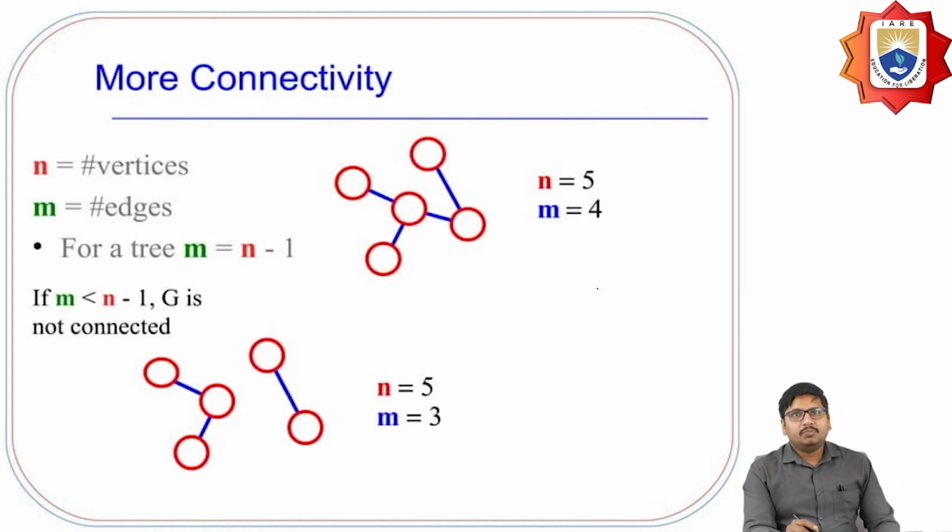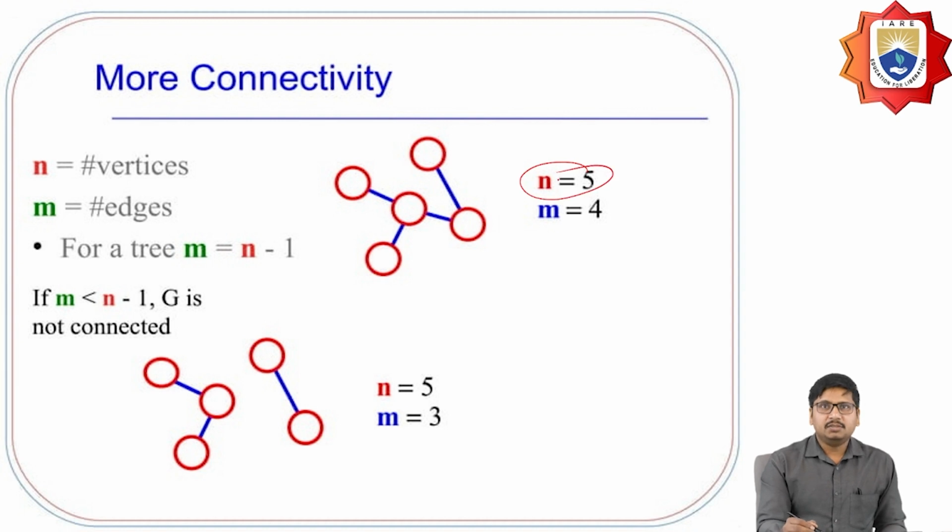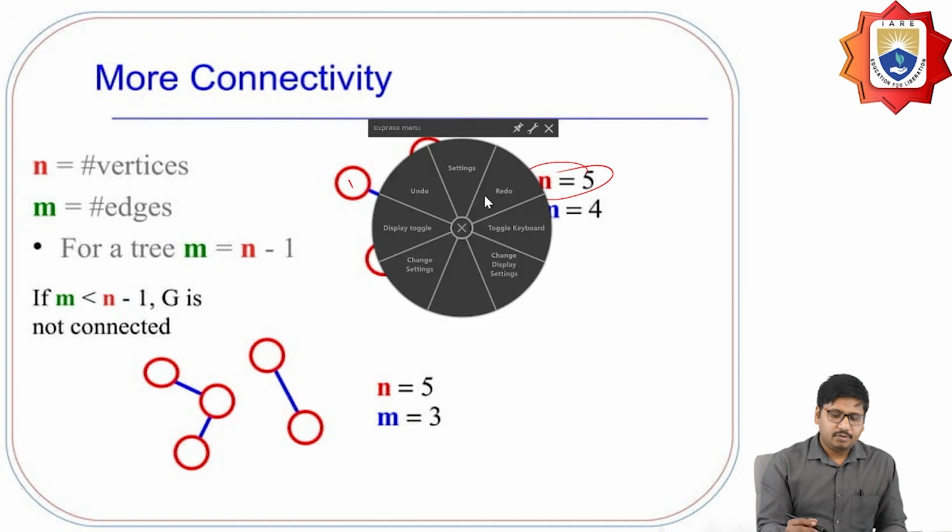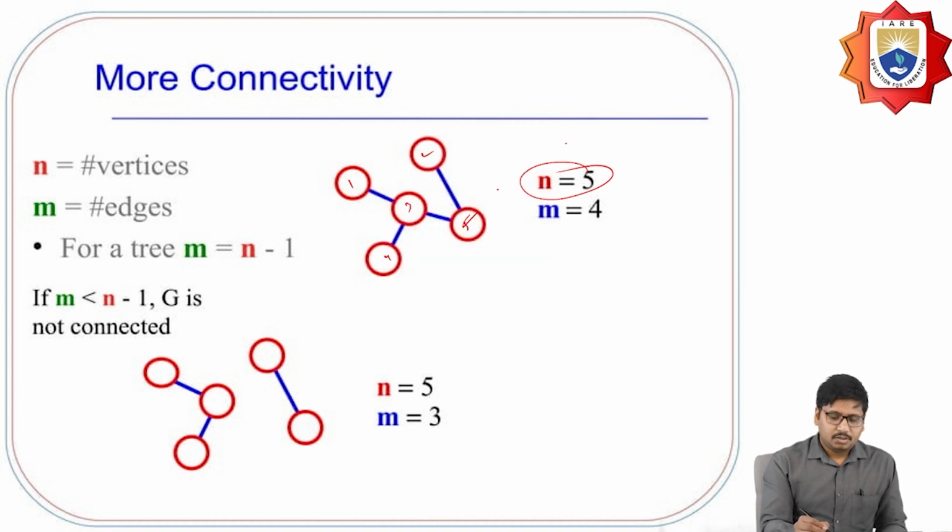So let's see an example. Suppose we have n vertices, that is 5: 1, 2, 3, 4, and 5. So the total number of edges will be n minus 1. So I'm getting 4: 1, 2, 3, 4. In the case of a not connected one, the number of edges is 5. The number of edges is equal to 2 minus 1 and 1 minus 0. So that should be 3.